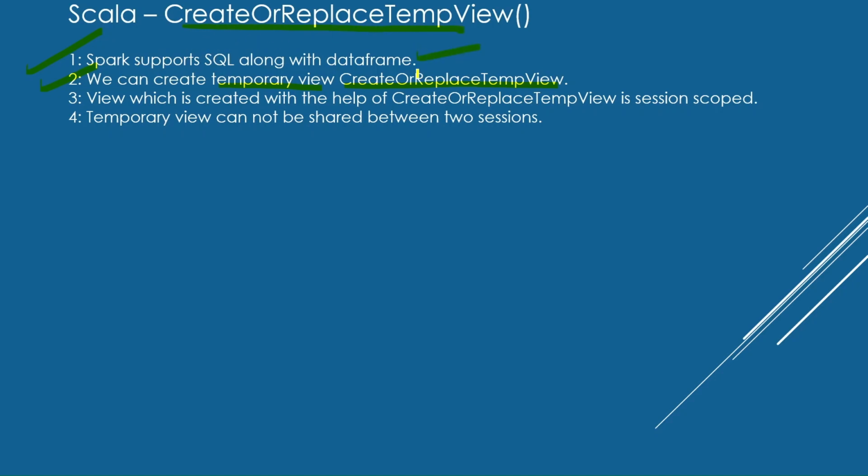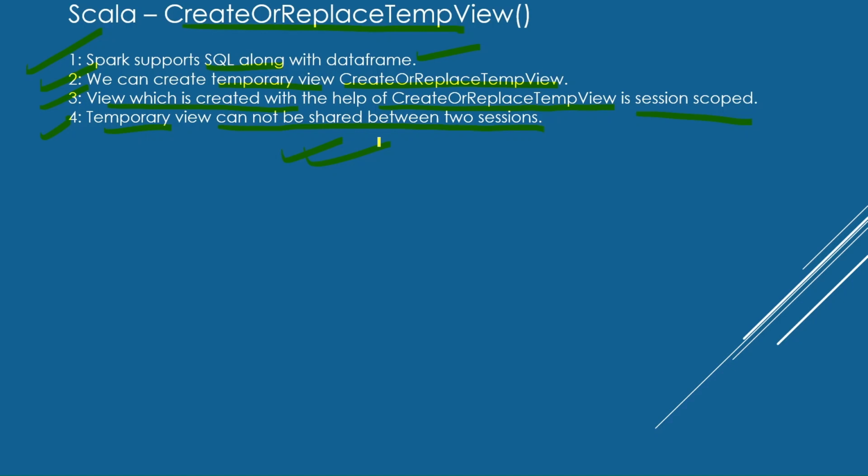Suppose we are creating a temporary view on top of the data frame, then all the queries which we can write in the SQL function, we can write with the help of this temporary view. The view which is created with the help of createOrReplaceTempView is session scoped, and a temporary view cannot be shared between two sessions. What it means is that a temporary view cannot be shared between two sessions.